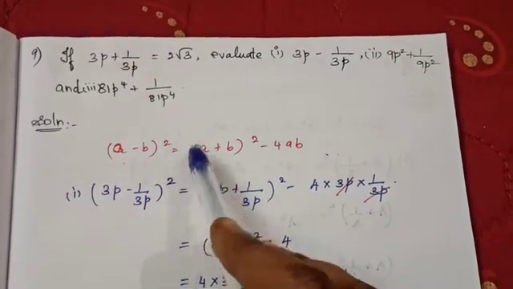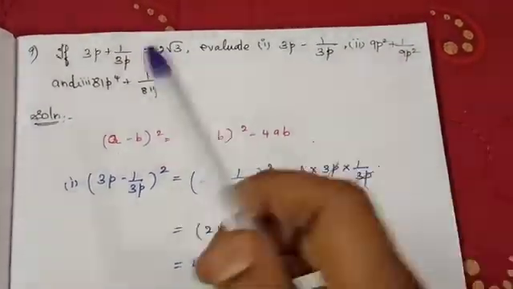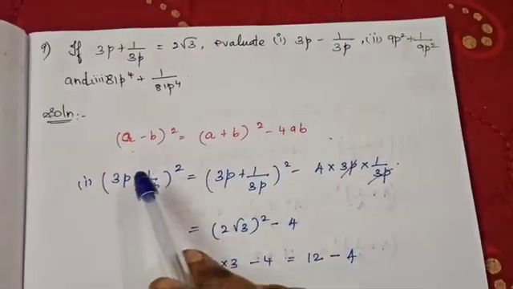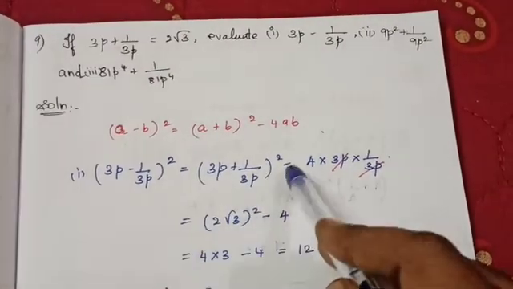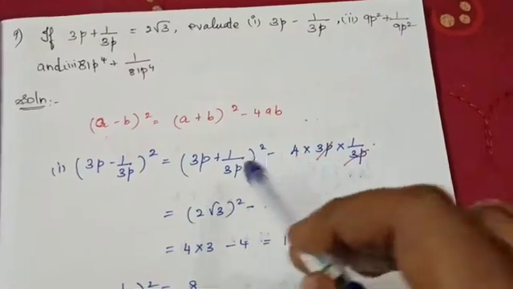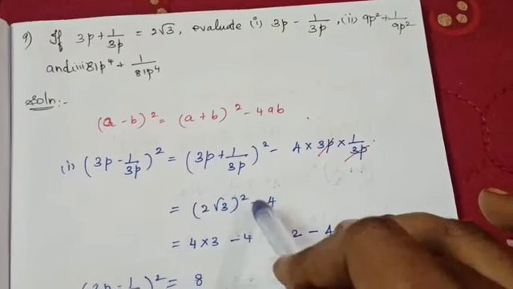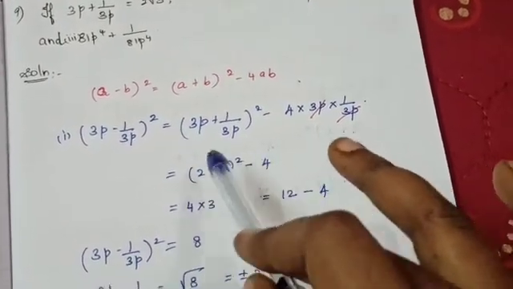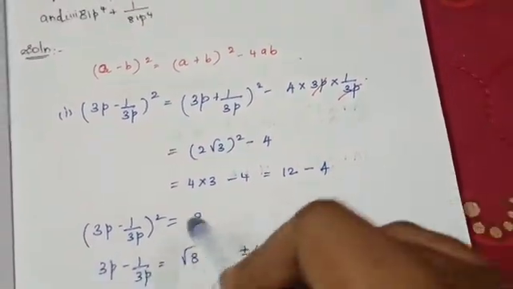a minus b the whole square is equal to a plus b the whole square minus 4ab. Using the formula, a is nothing but 3p and b is nothing but 1 by 3p. So 3p minus 1 by 3p the whole square is equal to 3p plus 1 by 3p the whole square minus 4 into 3p into 1 by 3p. 3p is cancelled. So you know the value of 3p plus 1 by 3p is 2 root 3, the whole square minus 4. 2 square is 4. Root 3 the whole square means the root will be cancelled, only 3 will come. So 4 3s are 12. 12 minus 4 is 8.